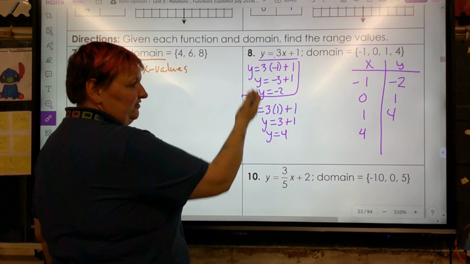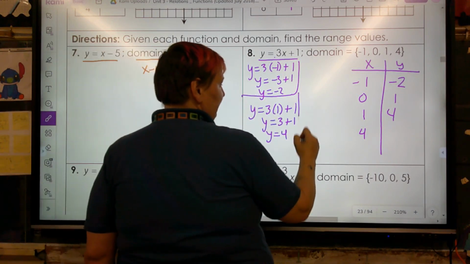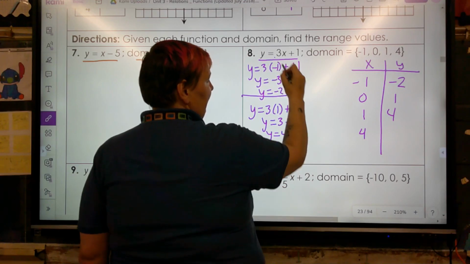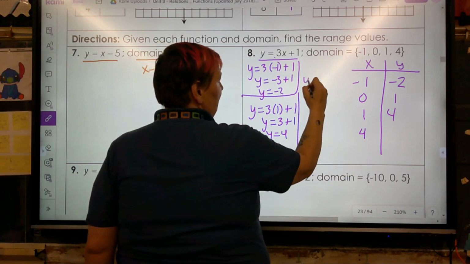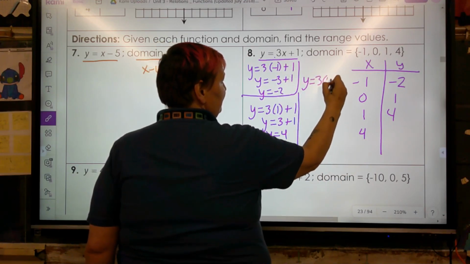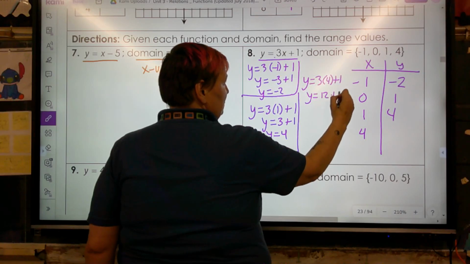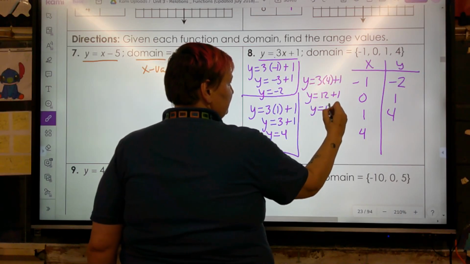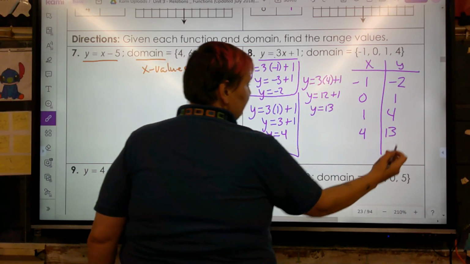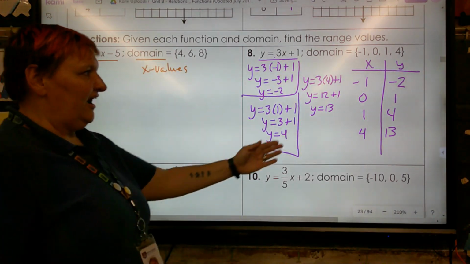This is all you're doing. You're plugging it in. You're substituting it. Right? And then the last one. What if it's 4? Y equals 3 times 4 plus 1. Y equals 12 plus 1. Y equals 13. All you did is create the range, the output.